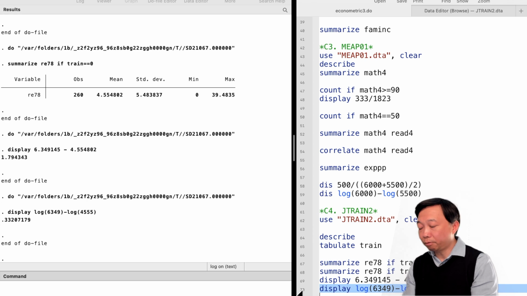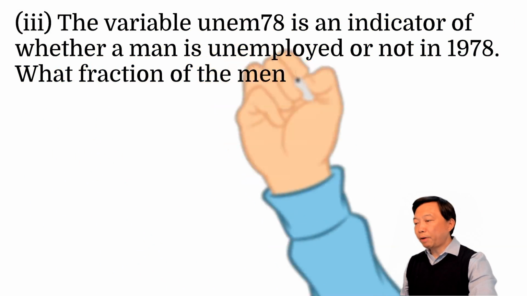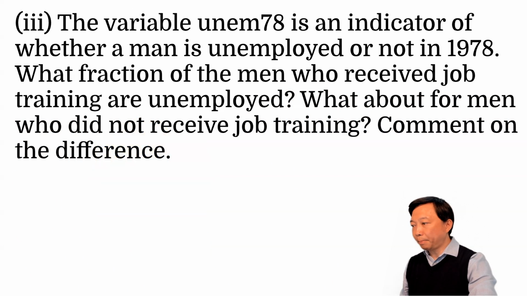On average, the workers receiving the job training earned $1,794 more, or 33% more than those not receiving training. The third question: the variable unem78 is an indicator of whether a man is unemployed or not in 1978. What fraction of the men who received job training are unemployed? What about men who did not receive job training? Comment on the difference.